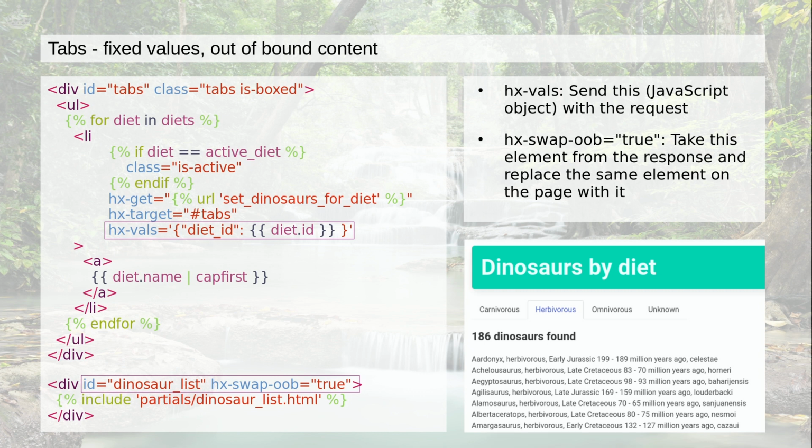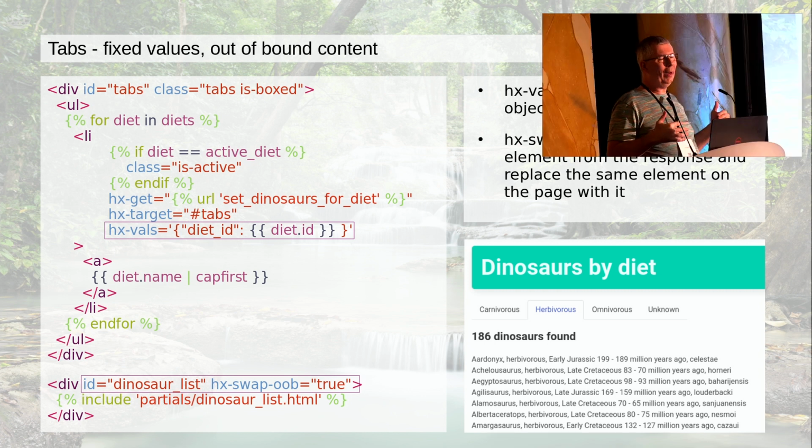So when we click on one of the tabs, we need to send a new version of that row of tabs with the right tab highlighted. But we also want to see the list of dinosaurs. That also needs to be refreshed. So far, when we specify an AJAX target, we set the AJAX target to hash tabs. So we're only saying that we're going to replace the tabs.